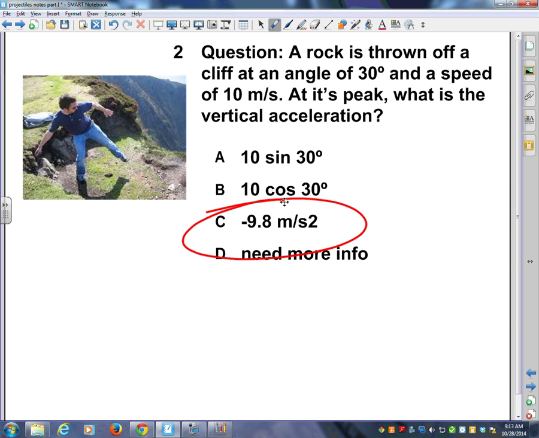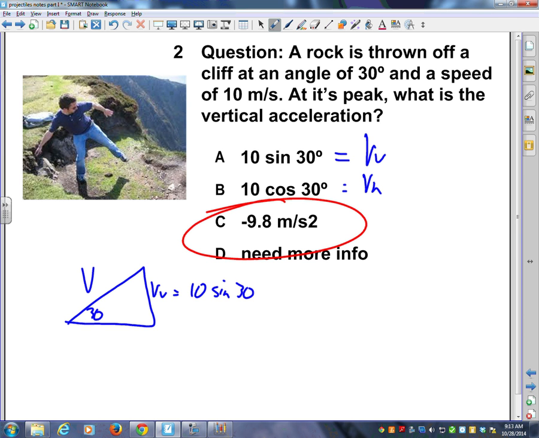What are these things equivalent to? 10 sine 30, well that would be the vertical velocity, and this would be the horizontal velocity, wouldn't it? Should I draw a little triangle there? 30 degrees, there's the velocity, that's the VV, which is 10 sine 30, and this is the VH here, which is 10 cos 30, right?